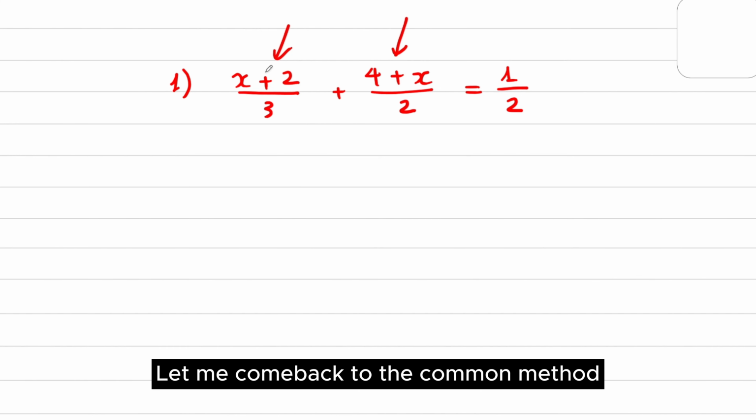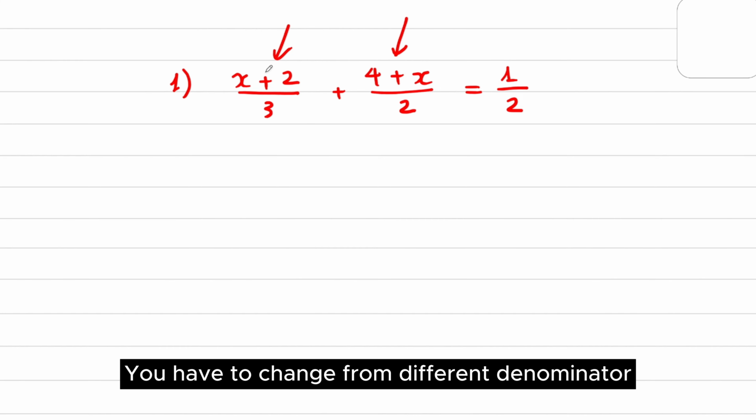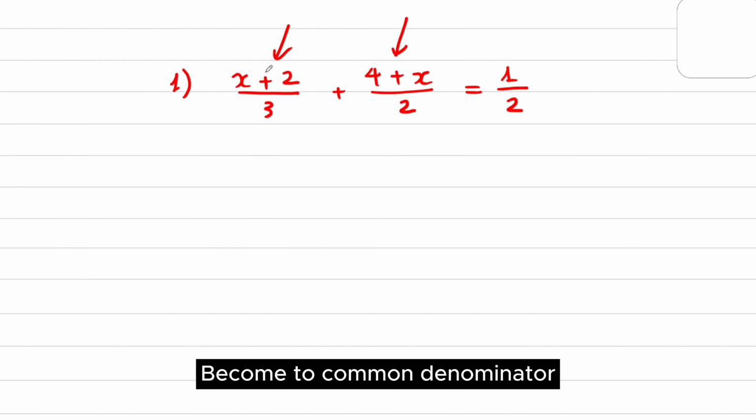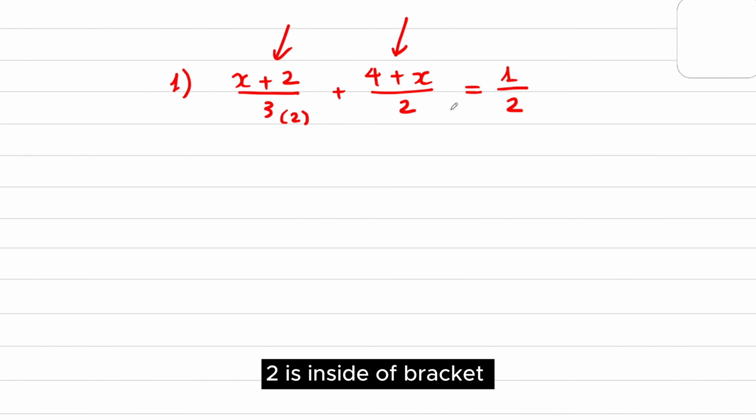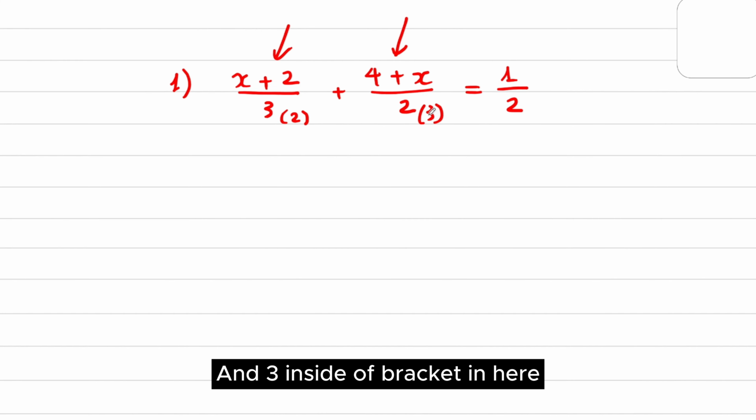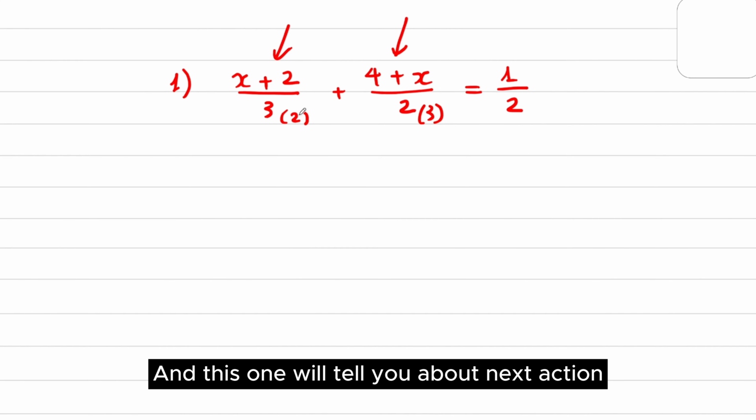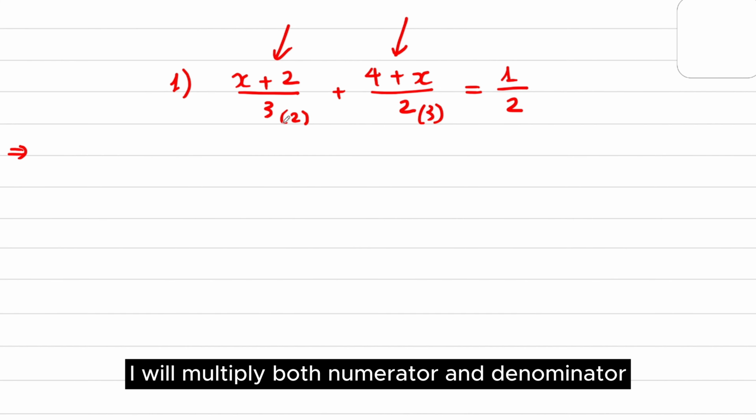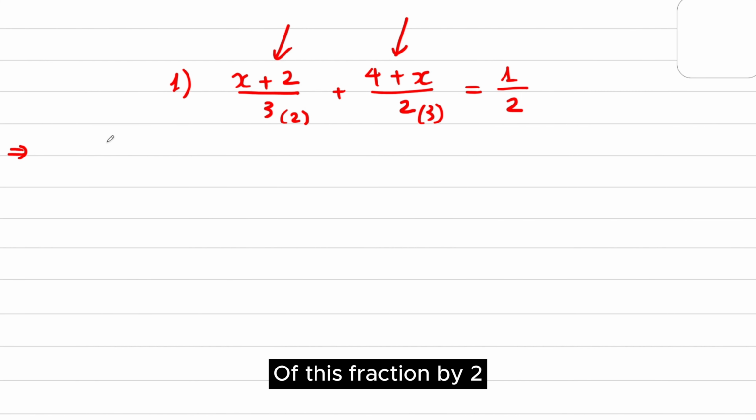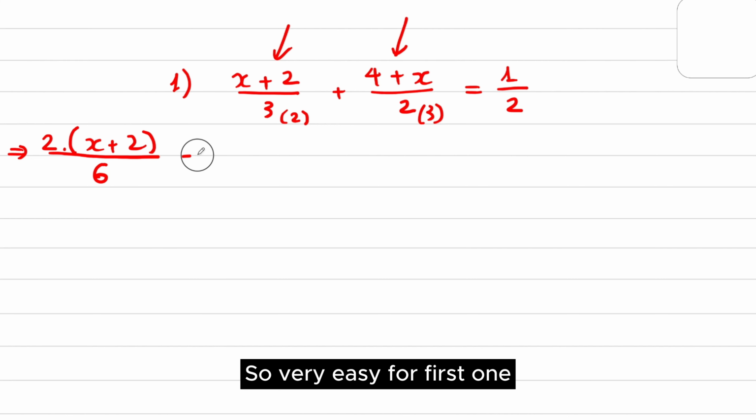Okay, let me come back to the common method for solving fractional equations. It means you have to change from different denominators to a common denominator. So that's why I will write down 2 inside the bracket and 3 inside the bracket here. And this will tell you about the next action. The next action, I will multiply both numerator and denominator of this fraction by 2. So how can I write this? 2 times open bracket x plus 2, like this. And then 2 times 3, you got 6 here. So very easy for the first one.